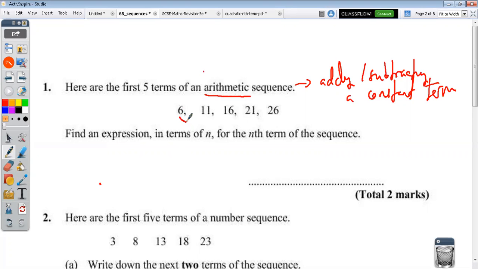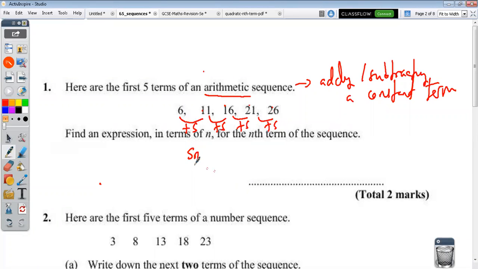You can tell there, what's the difference? I'm adding 5. Because I'm adding a constant term, it's called an arithmetic progression. Now to find the formula of this pattern, because I'm adding 5, it means it's a 5n multiplication table. Can you see that? It follows a 5n multiplication table because I'm constantly adding 5 all the time.